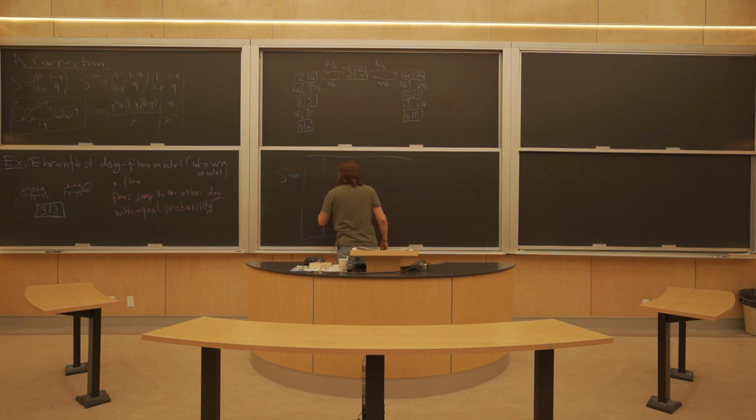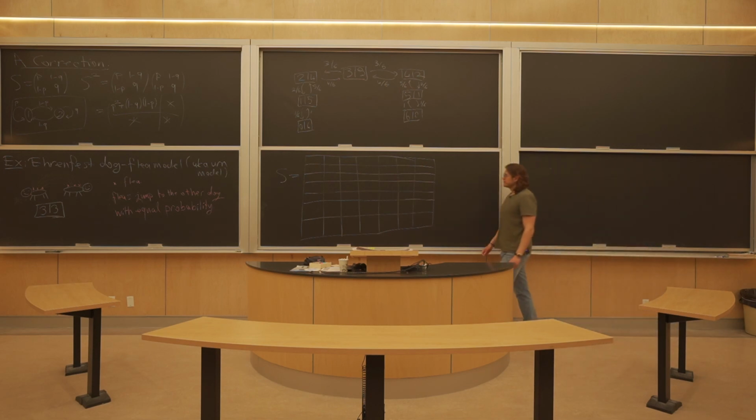So 1, 2, 3, 4, 5, 4, 5, 6, 7. And then 1, 2, 3, 4, 2, 3, 4, 5, 6, 7. Okay, that's my matrix.